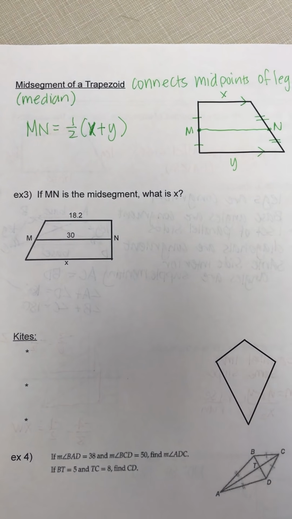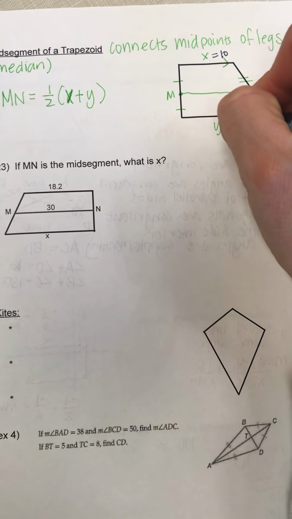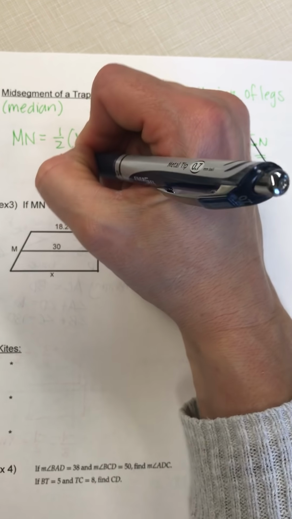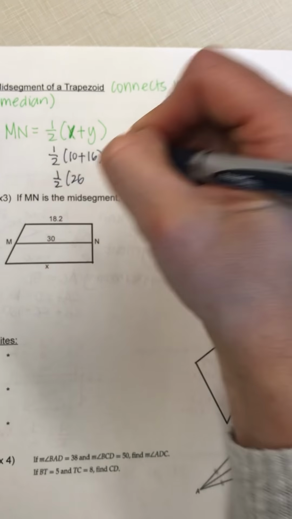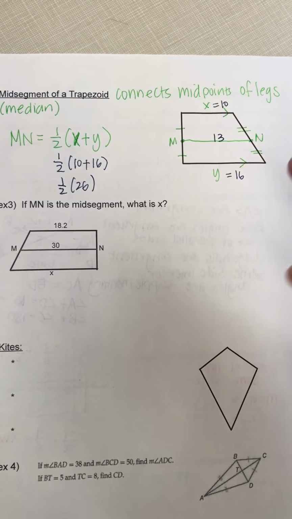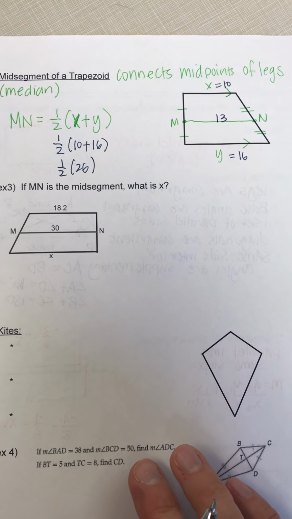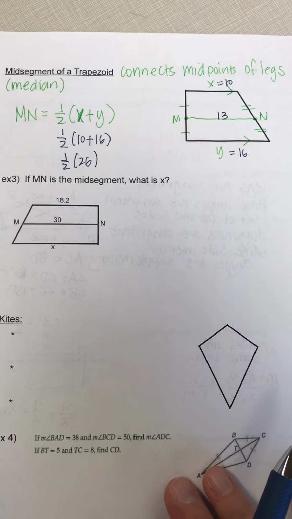So for instance, if I wanted some numbers here, if this was 10 and this was 16, I would add the two and divide it in half. So this one would then be 13. So you take the average of them. And like I said, we talked about mid-segments of triangles before, so this is just the mid-segment of trapezoids.